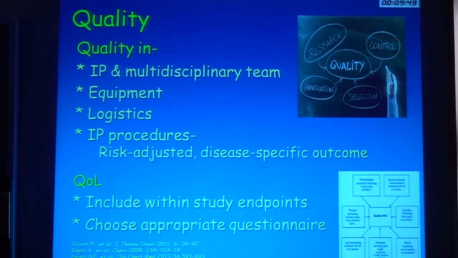Quality is another important pillar in safety and quality in this field. Quality should be in the interventional pulmonary team, the multidisciplinary team. We are not by ourselves. There should be thoracic surgeons, oncologists, radiation oncologists, ear, nose, throat surgeons, infectionists, pathologists. So the whole team should have good quality. Quality should be in the equipment, logistics, and IP procedures. And these procedures should have assessment of risk-adjusted disease-specific outcome.